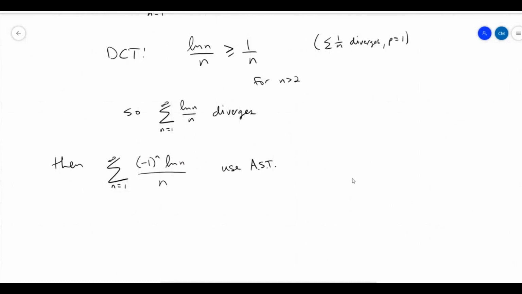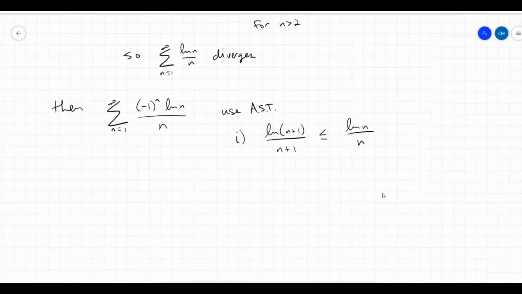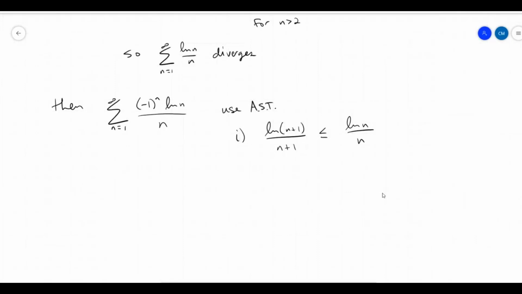So what's the first part of the alternating series test? I need to show that ln(n+1) over n+1 is less than the terms of the original series. Now this one is a little bit harder to check, although I think Michael's method actually might be better here, just showing that the derivative is negative.